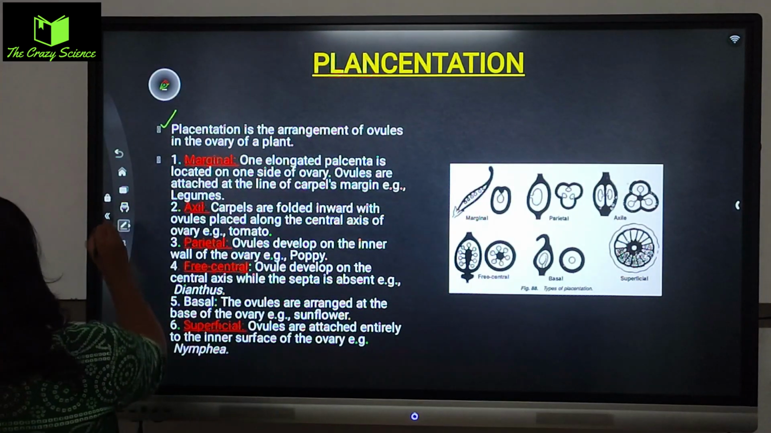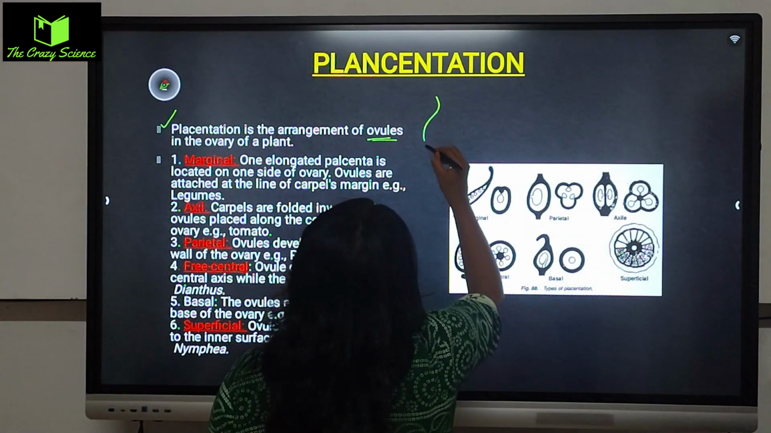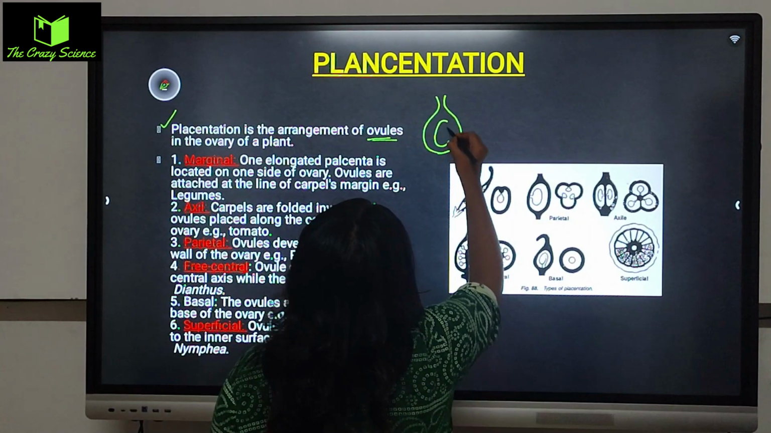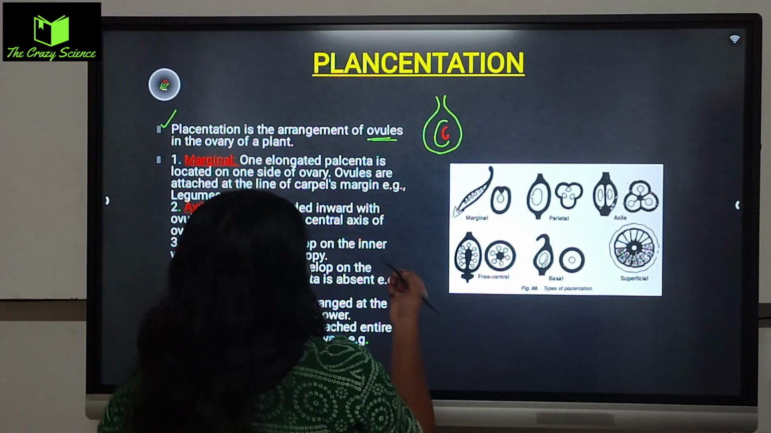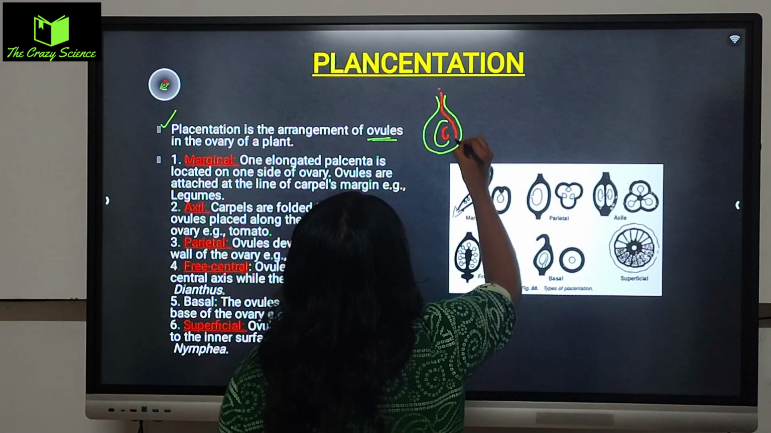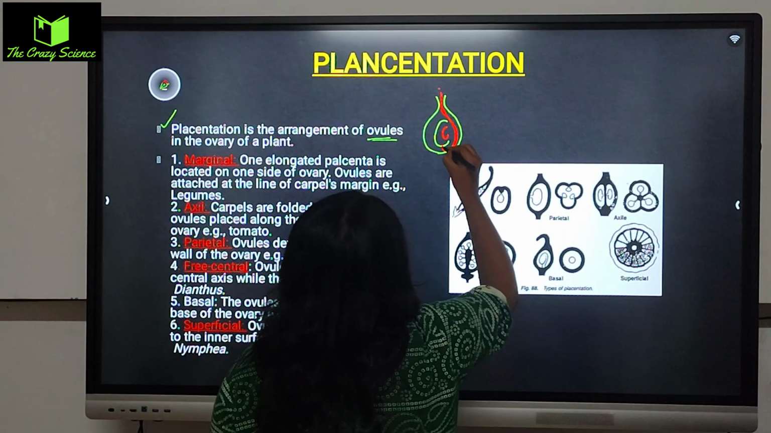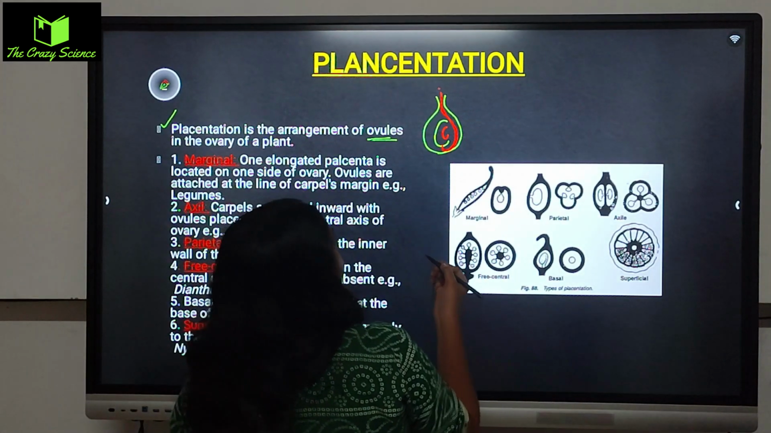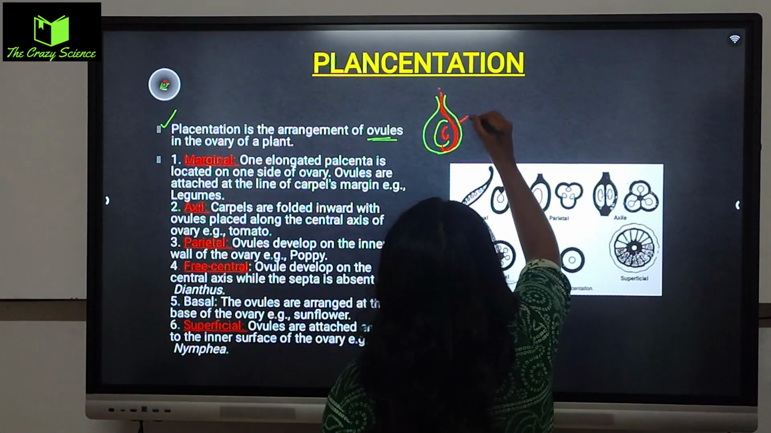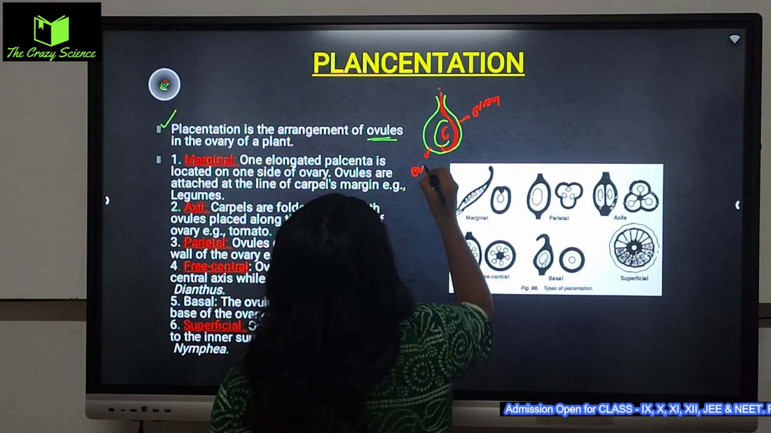The placentation is the arrangement of the ovules. The ovules are present inside. Suppose this is an ovary. Inside the ovary, the ovule is there, and when fertilization happens, definitely pollen tubes will lengthen themselves to fertilize, and then what will happen? They will fertilize the embryo sac or ovule. So this is the ovary, and this part is called the ovule.